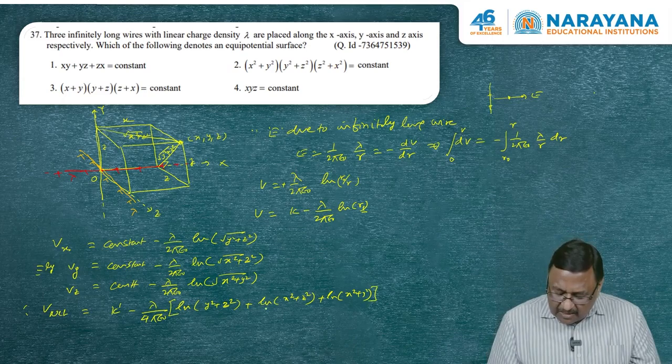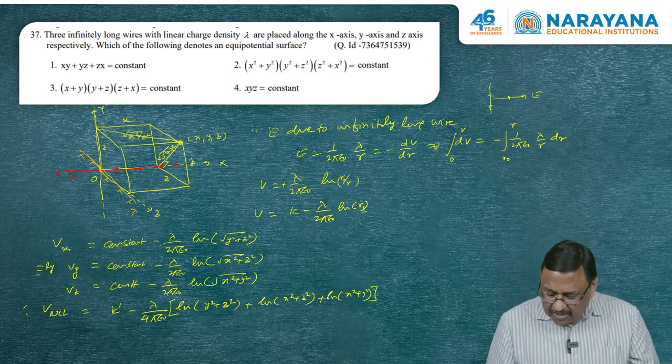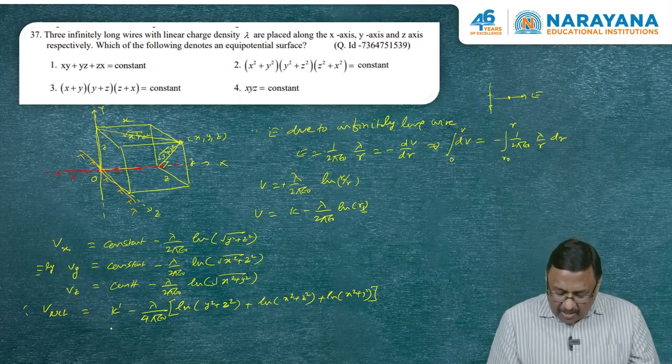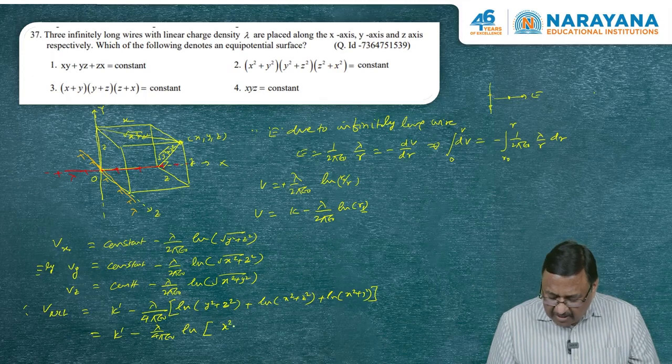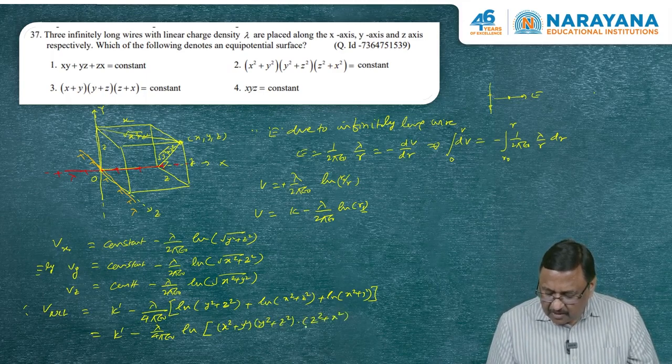As the question is saying, log of a plus log of b plus log of c is nothing but log of a dot b dot c. So I can express it in this manner. It is going to be k dash minus lambda upon 4 pi epsilon 0 log of, I'm just putting in this order, x square plus y square into y square plus z square into z square plus x square.